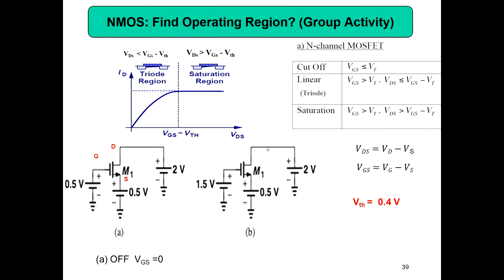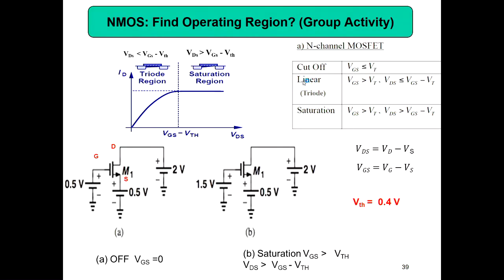So what is the drain voltage? 2 volt minus the source. So 1.5 is greater than what is VGS, 1 minus 0.4. Definitely this is in saturation. VGS minus VTH, because 1.5 minus 0.5, that is VGS. VGS means VG minus VS. 1.5 minus 0.5, that is 1 volt, which is greater than 0.4 volt.